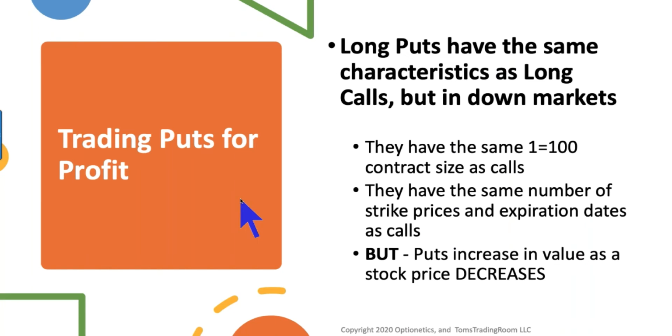Long puts have the same characteristics as long calls, but in down markets. So they have the same 1 to 100 contract size as calls. They have the same number of strike prices and expiration dates, but puts increase in value as a stock price decreases. So at this point, I want to stop right here for, let's call it 2 to 3 minutes.